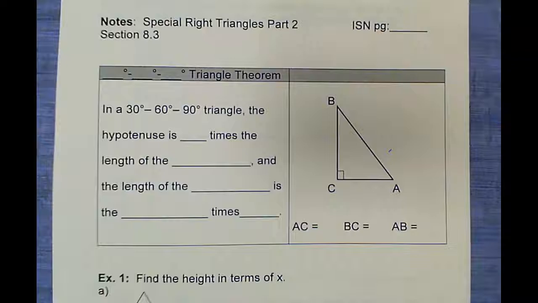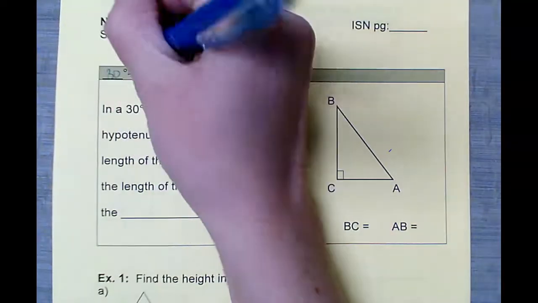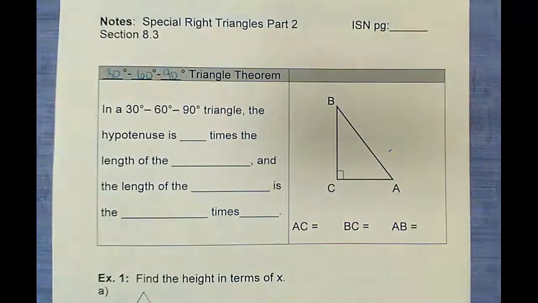Hi folks, today we're going to talk about our second special right triangles topic. In the last set of notes we talked about the relationship between the sides in a 45, 45, 90 degree triangle. And we discussed the theorem, we practiced problems. Today we're going to discuss the relationship between the sides in a triangle that has a 30 degree angle, a 60 degree angle, and a 90 degree angle. And we call these triangles 30, 60, 90 triangles.